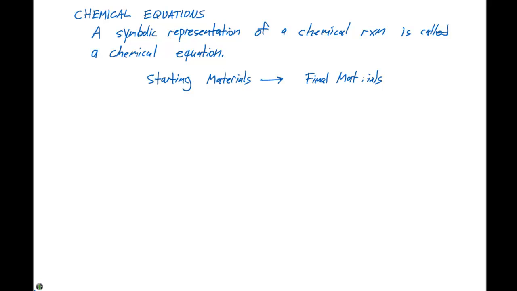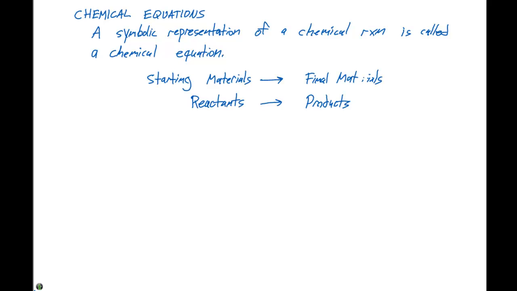Okay? So the way chemists refer to our starting materials is we define these as reactants, and the end result are going to be the products. So the left-hand side of a reaction is the reactant side. The right-hand side of a reaction is the product side.